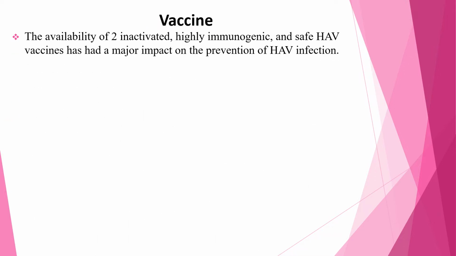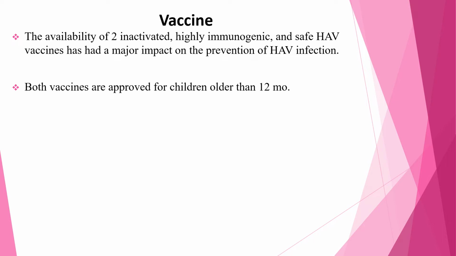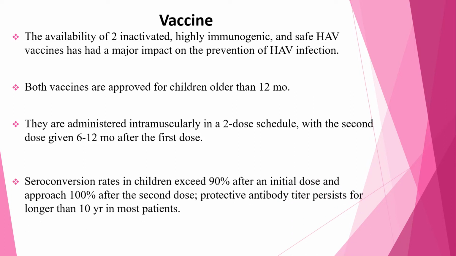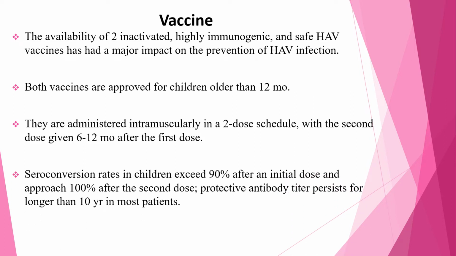Regarding vaccines for hepatitis A virus, the availability of 2 inactivated, highly immunogenic, and safe hepatitis A virus vaccines has had a major impact on the prevention of hepatitis A virus infection. Both vaccines are approved for children older than 12 months, and they are administered intramuscularly in 2 divided doses, with the second dose given 6 to 12 months after the first dose. Seroconversion rates in children exceed 90% after an initial dose, and approach 100% after the second dose. The protective antibody titer persists for longer than 10 years in most patients.